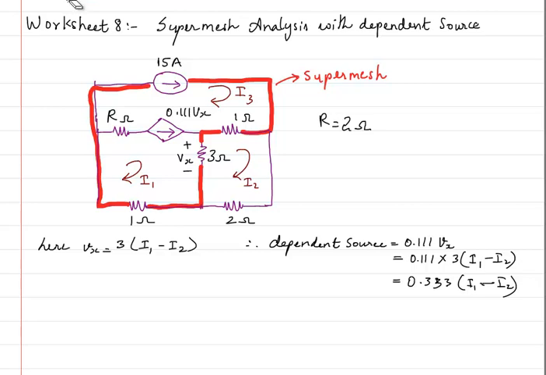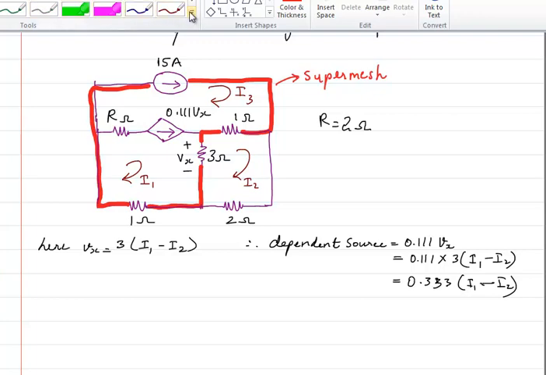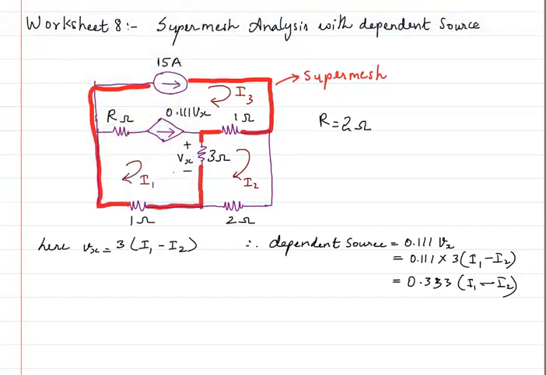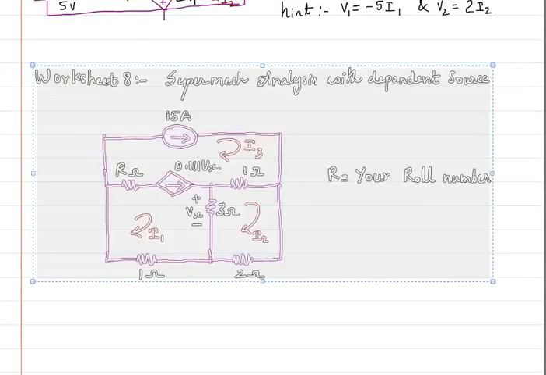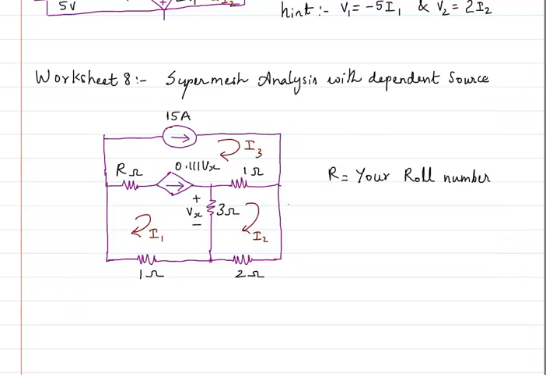Hello students, let us look at solving worksheet 8. I know that some of you had doubts here because this is a slightly challenging problem. The question is basically to find I1, I2 and I3 in this circuit.